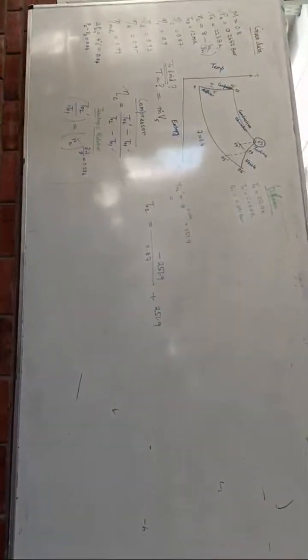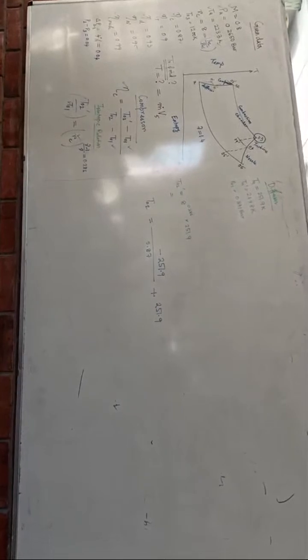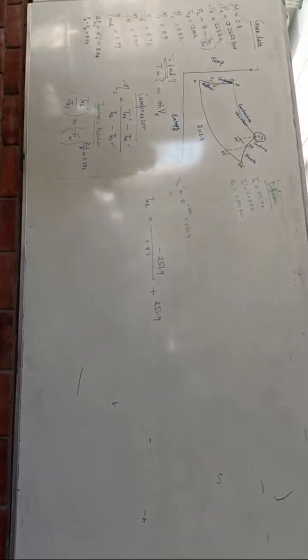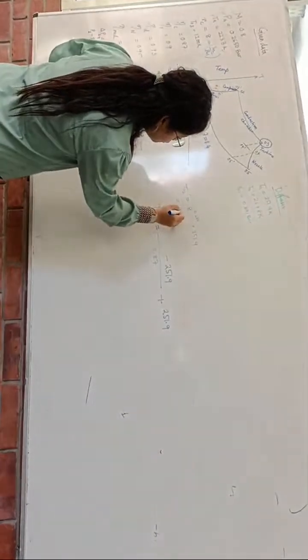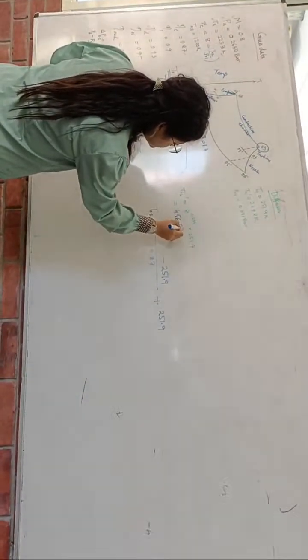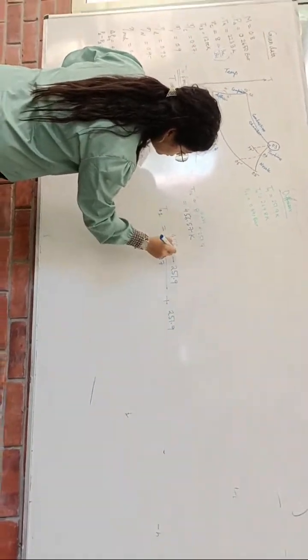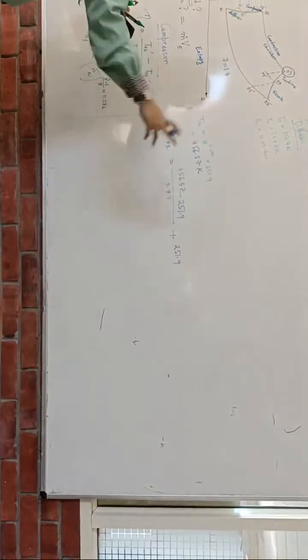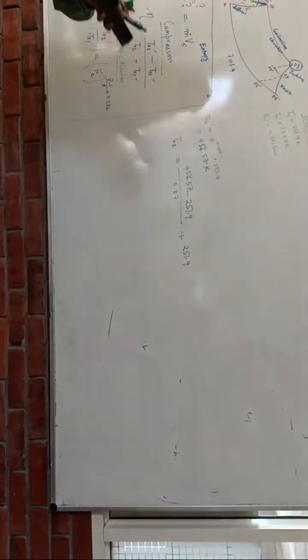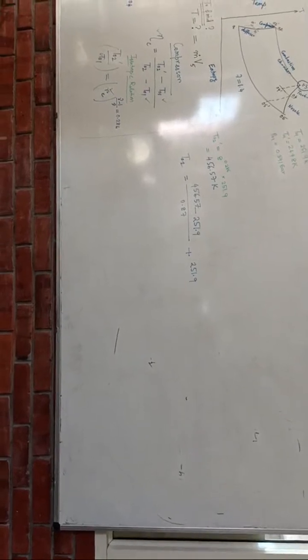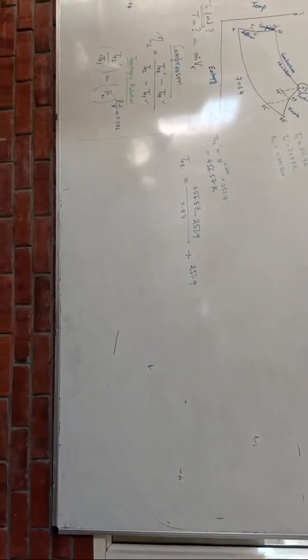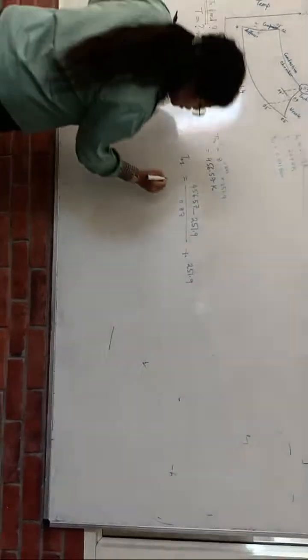What is the T02 prime value? 456.57. Let me check once. What's the value? 456.57 Kelvin. Now same I am going to substitute here, 456.57, and I am going to solve this to find out the T02. Check the value of T02. 487.15. Yes, very good.